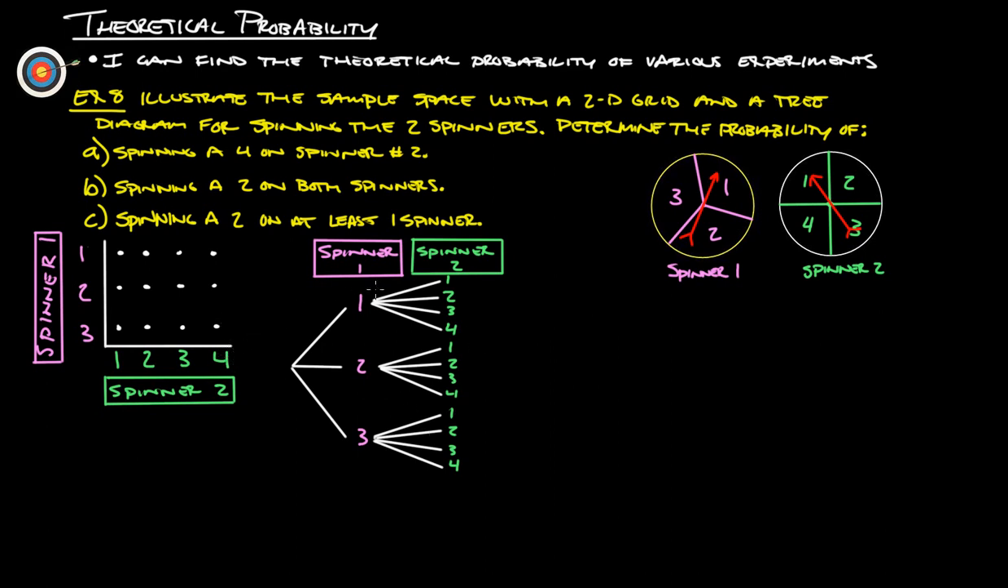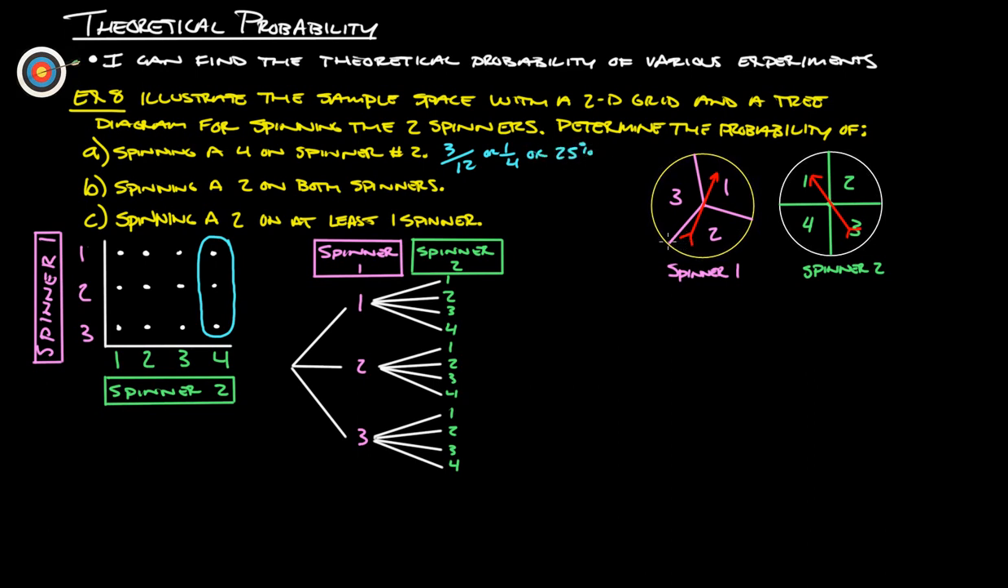Now from this we can determine the probability of spinning a 4 on spinner number 2. On the grid here, here's spinner number 2, and if we're going to spin a 4, that's going to be all of these here. That's 3 out of the total. There are 4, 8, 12 possibilities. So 3 out of 12, or 1/4, or 25% chance.